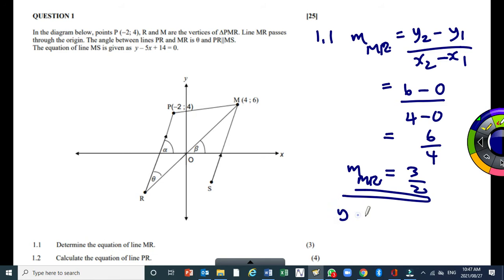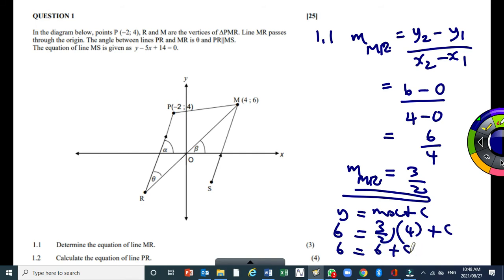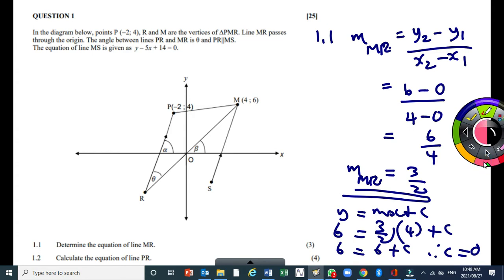Right? Write the equation y equals mx plus c. Then we choose the point. I'm going to choose point M. Y is 6 there, and m is 3 over 2, and x there is 4. So if I simplify this, I'll get 6 equal to 6 plus c. And that will give me c equal to 0. Okay? Therefore, the equation of that line is going to be y equal to 3 over 2 x. So this will be your answer for 1.1.